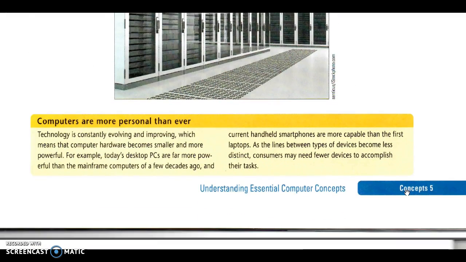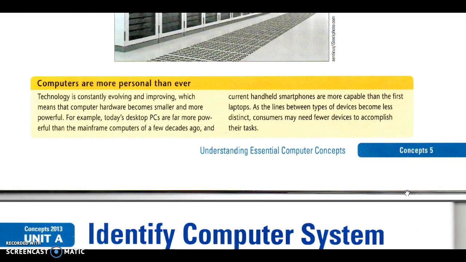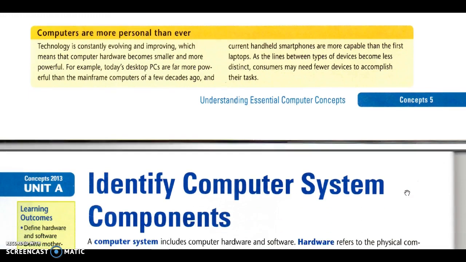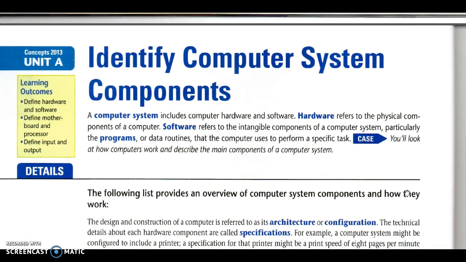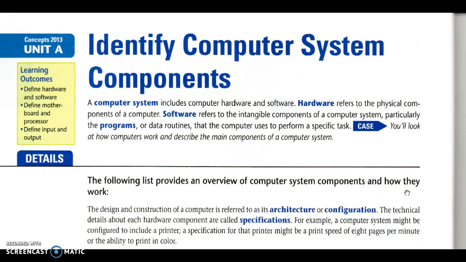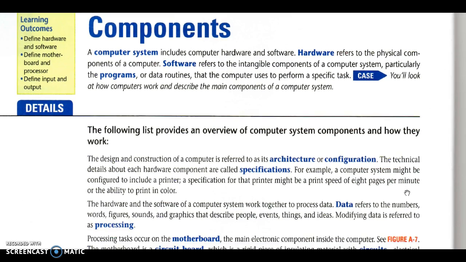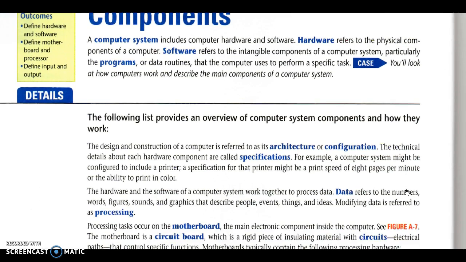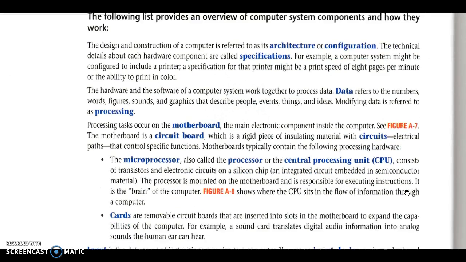They talk a little bit about the personalization of computers, especially when you think about the computers that we use every single day, our cell phones and things like that. And then the next section that you're going to be looking at is the different parts of the computer system. So being able to identify the difference between hardware and software, what we mean by input and output. All of those types of things are going to be covered in this next section.